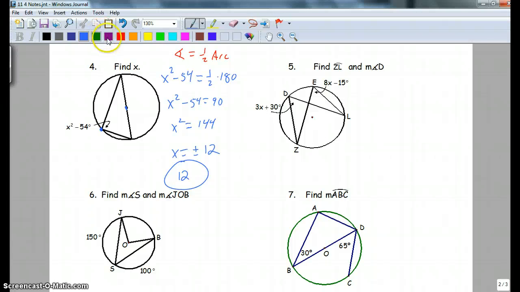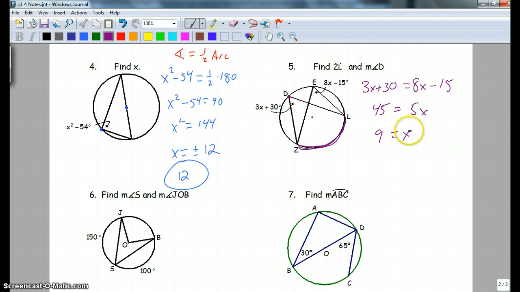All right, so hopefully you had a couple minutes to give these a shot. Angle D here. D is an inscribed angle. It intercepts arc ZL. So 3x plus 30 equals angle E, which intercepts the same arc. So these angles are equal. So we got 5x equals 45. Long story short, you should have got x is 9.